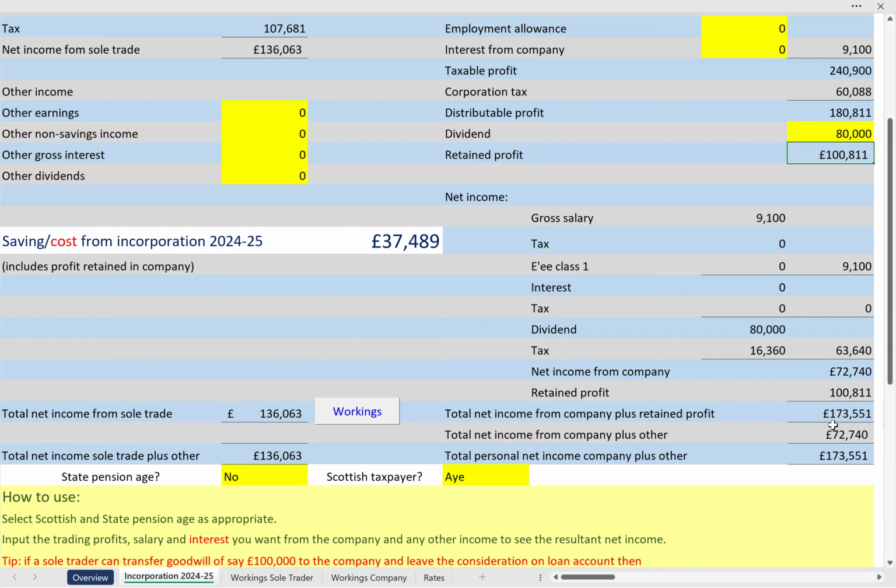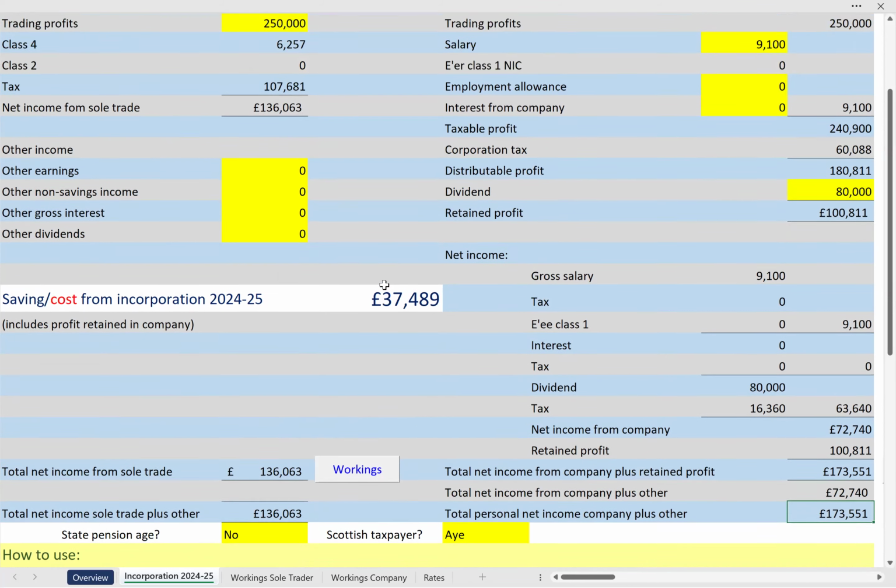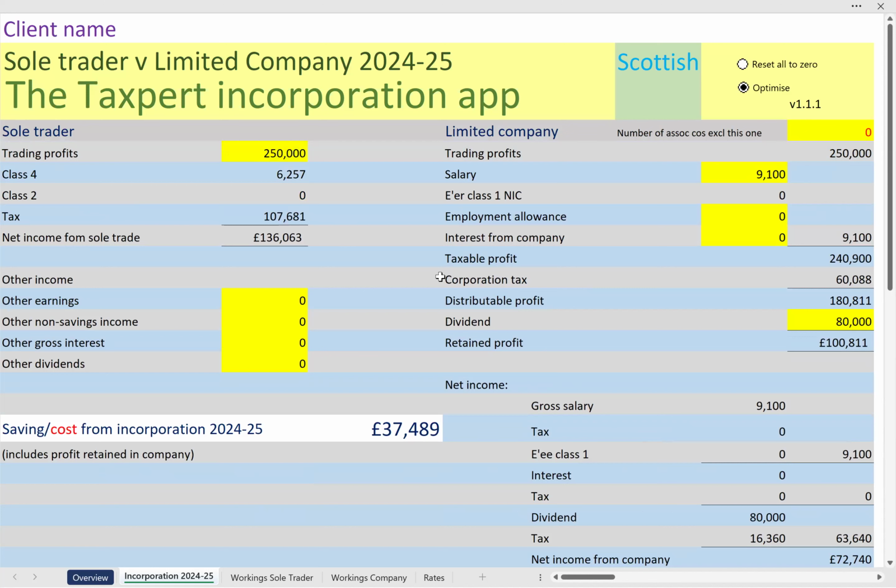But that's when we look down here and we take into account not just the individual's net income, but their personal net income with the retained profit from the company. So that would be 173,000 odd, and that is significantly more than if they were a sole trade and the whole of the profits were subject to tax. So let's not forget that incorporating, where we're using the company to shelter profits by not taking all of the distributable as dividend, can be a very sensible option.